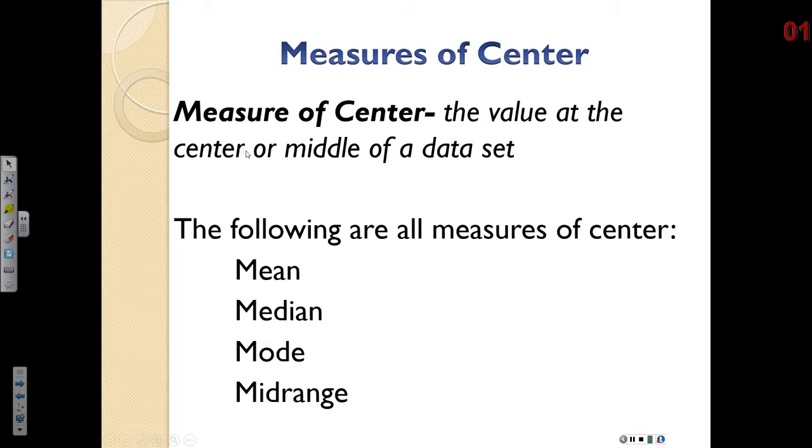So the first thing we're going to do is look at the measures of center. This is on your class notes there. It says it's the value at the center or middle of your data set. There are 4 ways that we will look at this. We will examine the mean, median, mode, and mid-range.